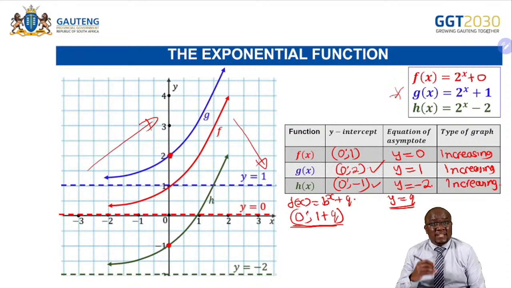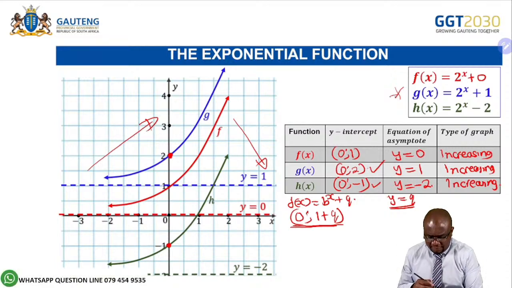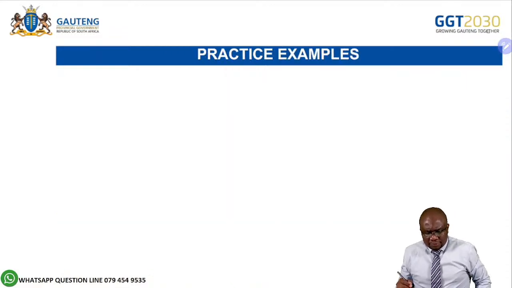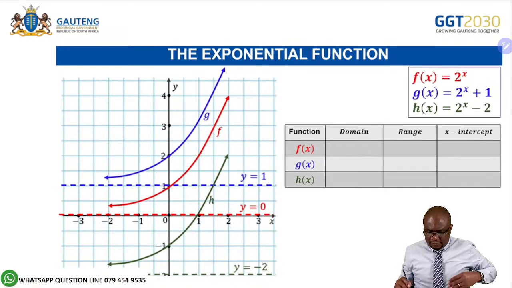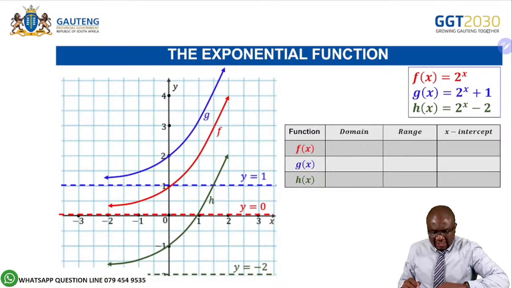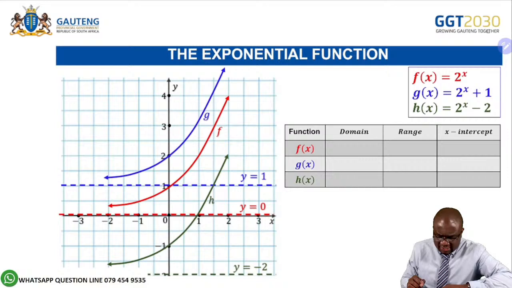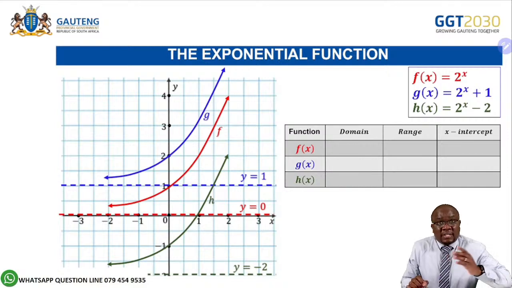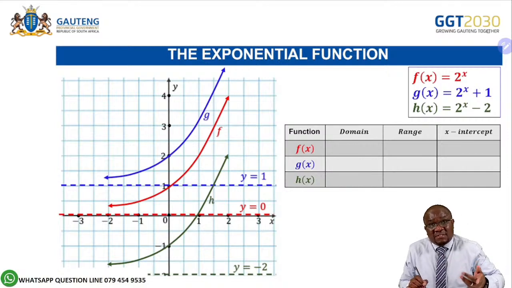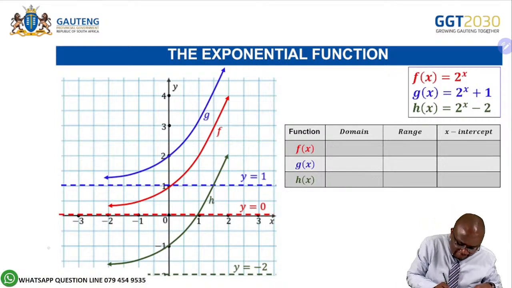We have seen here the effect of q, especially on the y-intercept and the equations of the asymptotes. Now I wanted to give you some questions, but let's leave it. Right, now let's talk about the domain. The domain is the same. Remember when we talked about the baseline, we said the domain is from negative infinity to infinity.